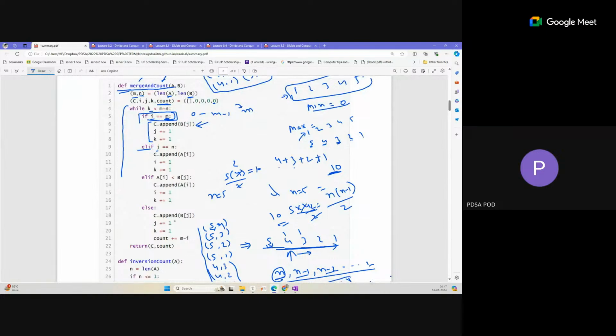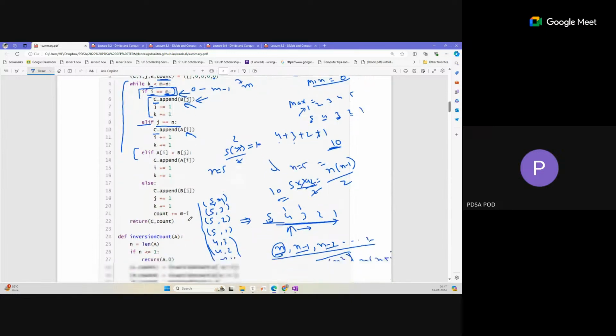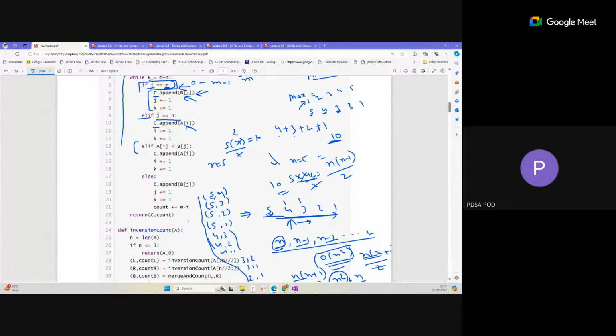So this process is handling these things. If the elements of the A list are completed, then we will shift all remaining B elements into our final list, C. And the same thing, if the elements of the B list are completed, then we will shift all remaining elements of A directly into C. And now this is the condition when we have elements in both lists. If our A of I is less than B of j, as I mentioned, then we will do the simple merging process. We will append this A of I to the final list and we will increment I and k. K is pointing to the final resultant list pointer.